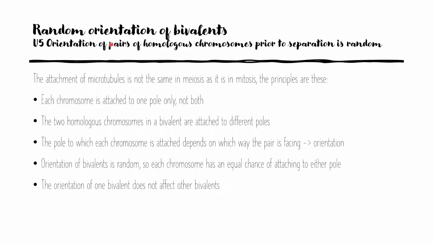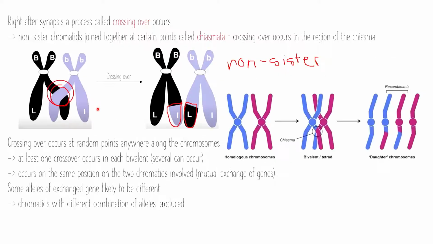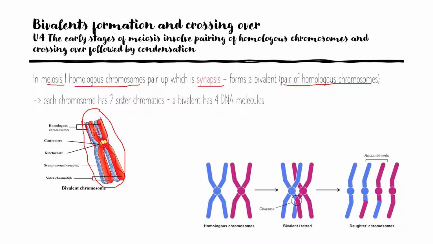Random orientation of bivalents, understanding 5. So the attachment of microtubules is not the same in meiosis as it is in mitosis. And these are the simple principles for these. So each chromosome is going to be attached to one pole only. So let's see, if we go back to this bivalent, this red chromosome right here is only going to be attached to one pole. So if I get my pen and I draw the cell right here, and if I have this red chromosome, it's only going to go towards one pole. It's not going to go toward either pole. That is not going to happen.